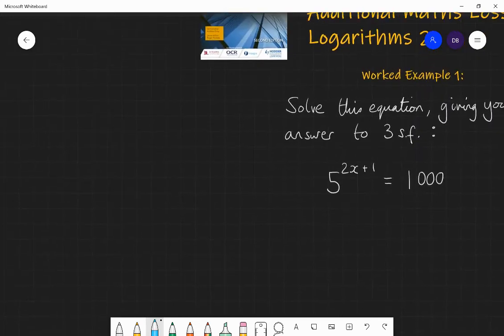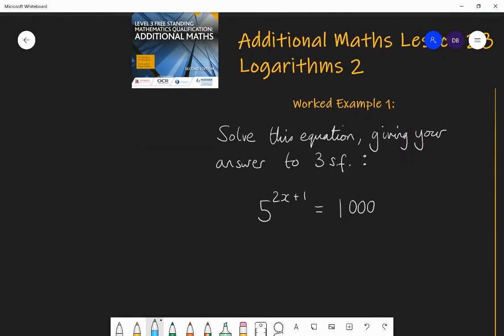So we want to be able to solve equations where the unknown is in the power. For example, this one. Solve this equation, giving your answer to three significant figures. 5 to the power of 2x plus 1 is 1,000. So here it's a question of finding what 2x plus 1 needs to be equal to. 5 to the power of something is equal to 1,000.